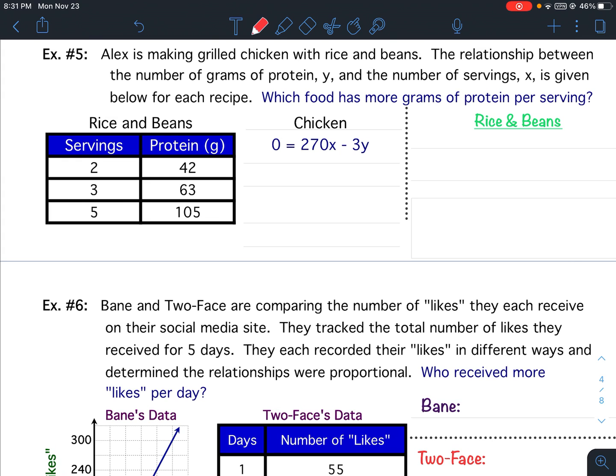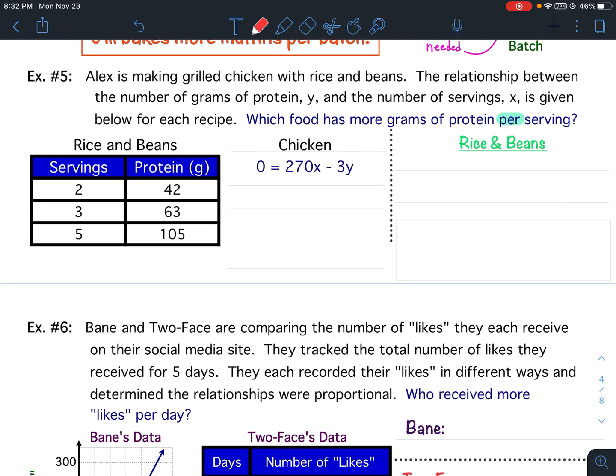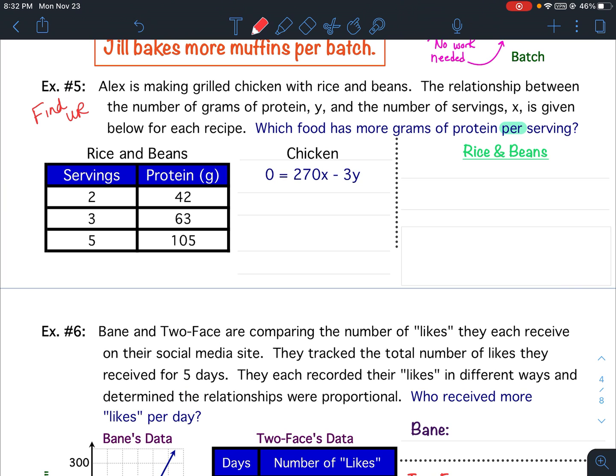So which has more grams of protein per serving? So underline that word per. Once again, we're going to be finding the unit rate. Let's write it over here. In order to compare them, I have to find the unit rate for each.